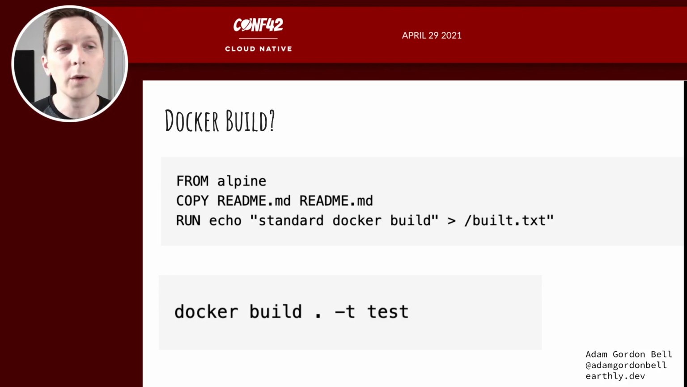So the Docker equivalent of this simple hello world program is something like this. We have FROM alpine, we're going to copy in a README file, and then we're going to echo some results to a file called build.txt. So to compile that, we use docker build. We run docker build dot, which is our present working directory, and then we pass it -t to tag it test.